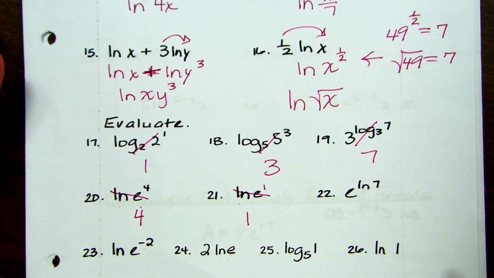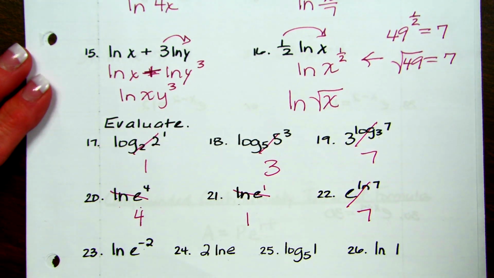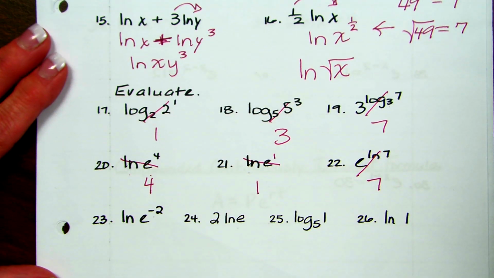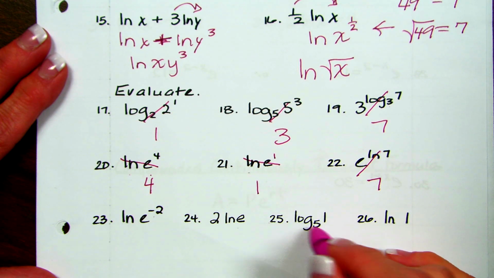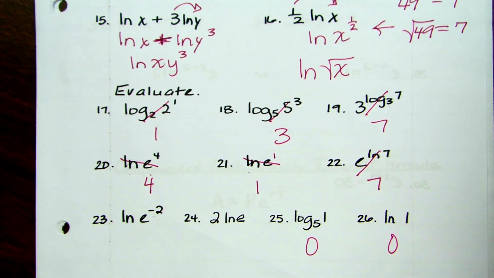It's like the inverse, but they gave it its special name. E to the natural log of 7. So e and natural log are inverses, so they cancel. And then you can try these. Well, we'll do log base 5 of 1. Any log base of anything of 1 is 0. So natural log of 1 would be 0.